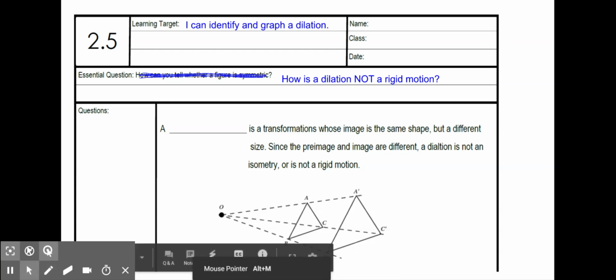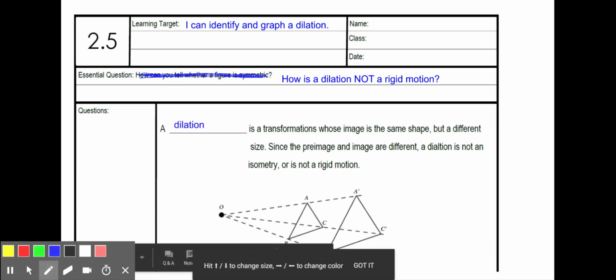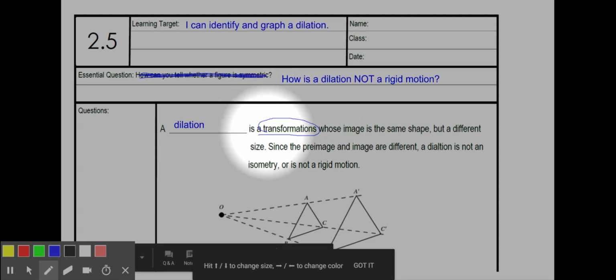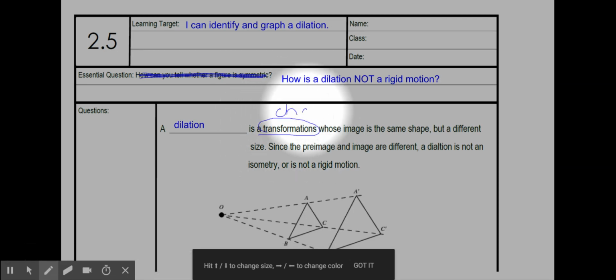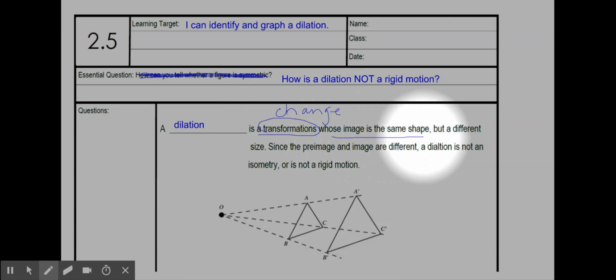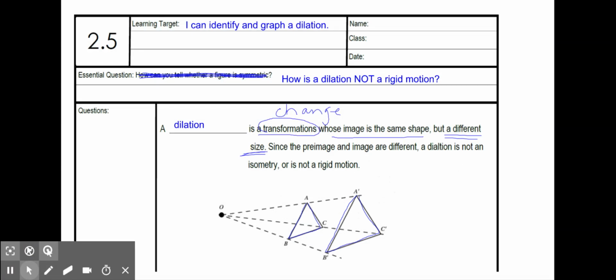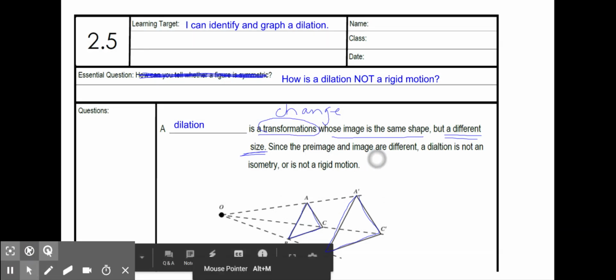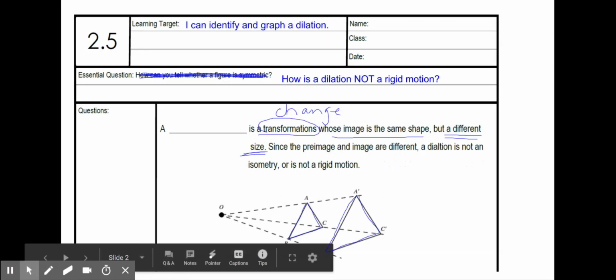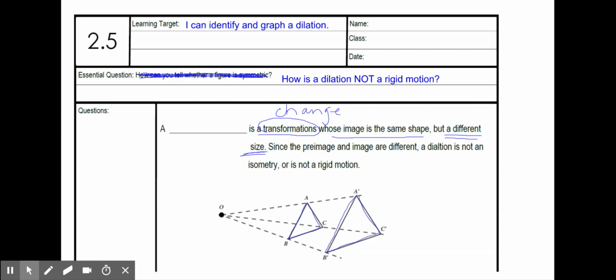Okay. A dilation is a transformation, which just means a change or move, whose image is the same shape. So if it's a triangle, it'll stay a triangle, but a different size. We can see that down here. We have triangle ABC, and we also have a similar triangle A'B'C', but it's larger. Since the pre-image and image are different, a dilation is not an isometry or a rigid motion.